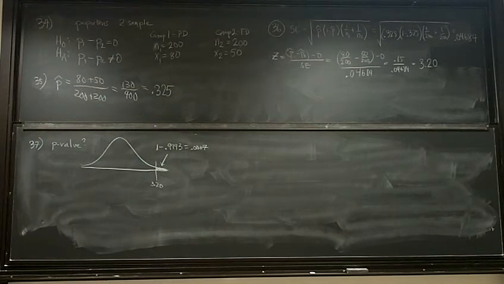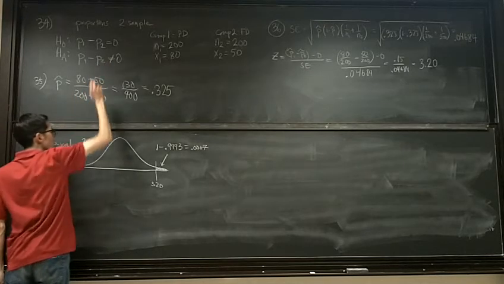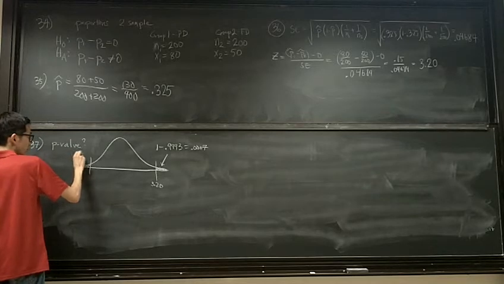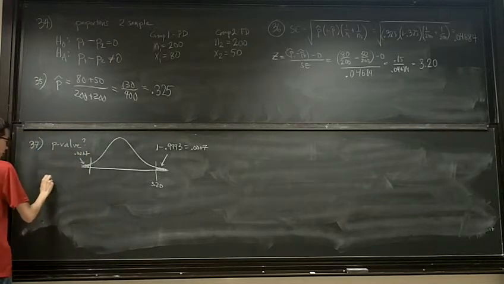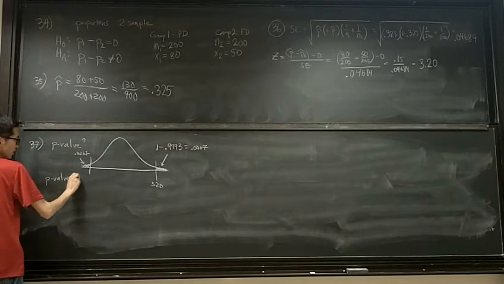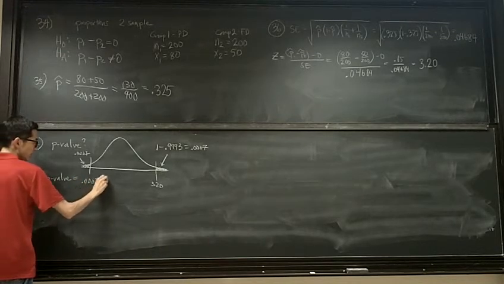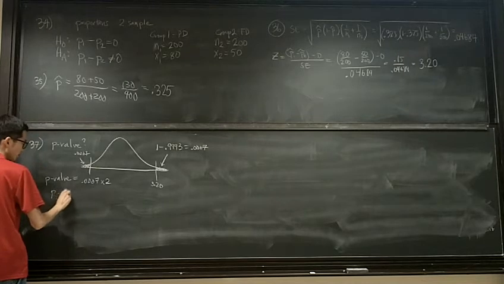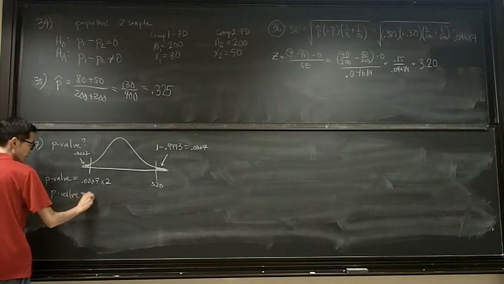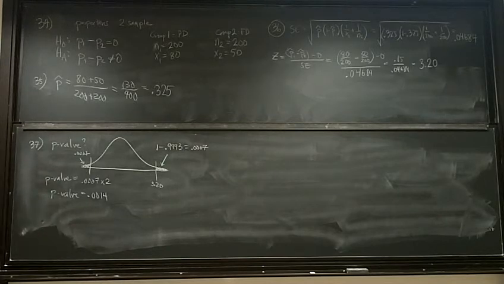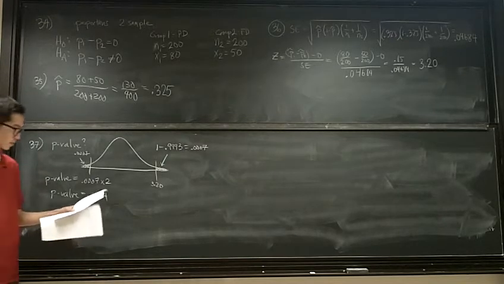Is that my p-value? No. I have a two-sided test because it says not equal to, right? So I've got to look over here, and I'm going to have the same amount, 0.0007. So my p-value, because it's a two-sided test, is equal to 0.0007 times 2. My p-value is equal to 0.0014.